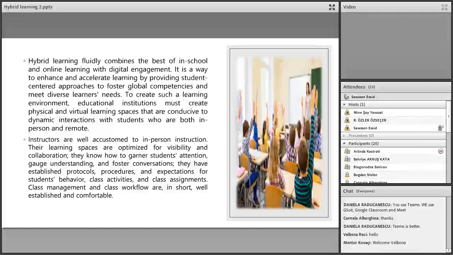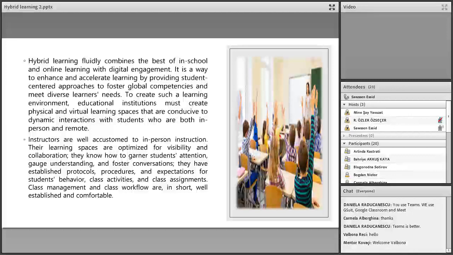It is a way to enhance and accelerate learning by providing student-centered approaches to foster global competencies and meet diverse learners' needs. To create such a learning environment, educational institutions must create physical and virtual learning spaces that are conducive to dynamic interactions with students who are both in person and remote. This is very important. As we do in our face-to-face classrooms, we try to establish a harmonious, relaxed atmosphere so that our learners will achieve something at the end of the lesson.